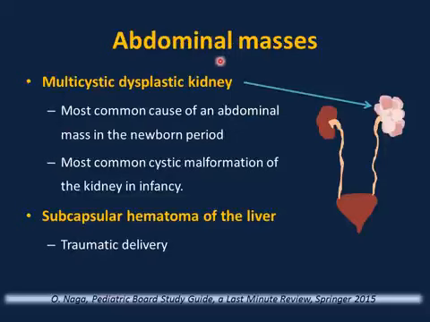The most common cause of neonatal abdominal mass is multicystic dysplastic kidney disease, usually diagnosed prenatally, and the next step when you have a prenatal diagnosis of multicystic dysplastic kidney disease is to perform a renal ultrasound after birth. And usually the renal ultrasound will show a kidney with multiple cysts. They vary in size and shape, and these cysts usually contain dysplastic tissue.